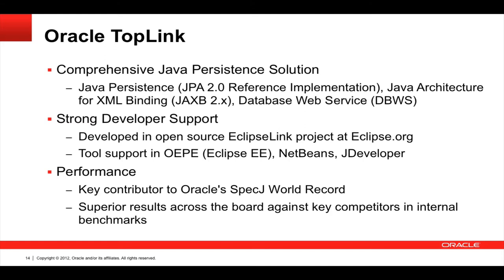One of the key features of TopLink is performance. It's a key piece of Oracle's SPECjEnterprise result. So the SPECj benchmark is a benchmark for application servers, and a large part of that is actually database access. And so TopLink plays a large role in producing a very good number for Oracle WebLogic Server. And with WebLogic setting some world records, we know that TopLink has played a significant role in that. And of course, that's a reflection of the focus we have on performance. So we do have some very good performance there, and it's why it's a good fit with GoldenGate and Coherence for building high performance systems.